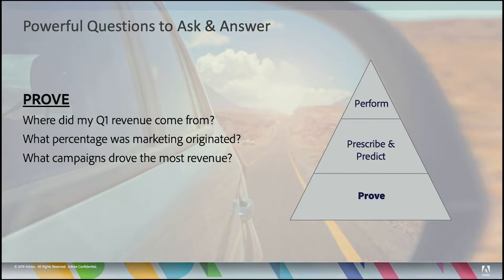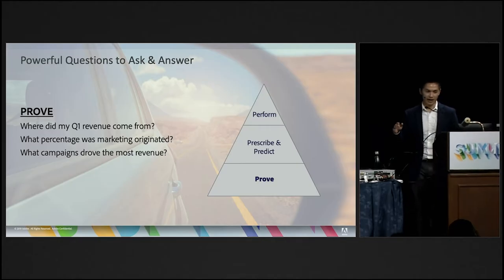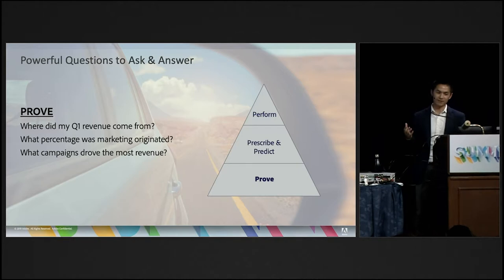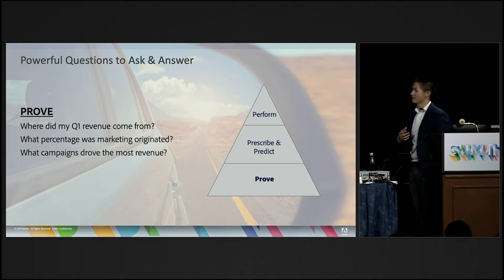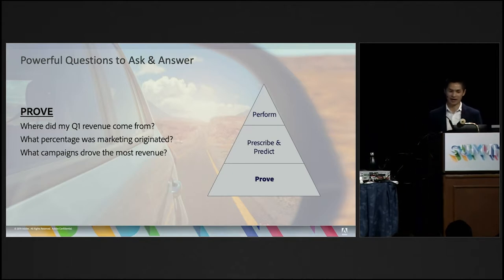So the most basic question, the bottom level of this pyramid, is about proving impact. Marketers first need to prove impact. It's looking in the rearview mirror to see where you've been. And just like that rearview mirror, it's not the best way to drive your car forward. And for marketers, it's not the best way to drive your company forward and drive growth. But just like that rearview mirror in a car, it's in every single car. It's absolutely necessary to be able to prove your impact.